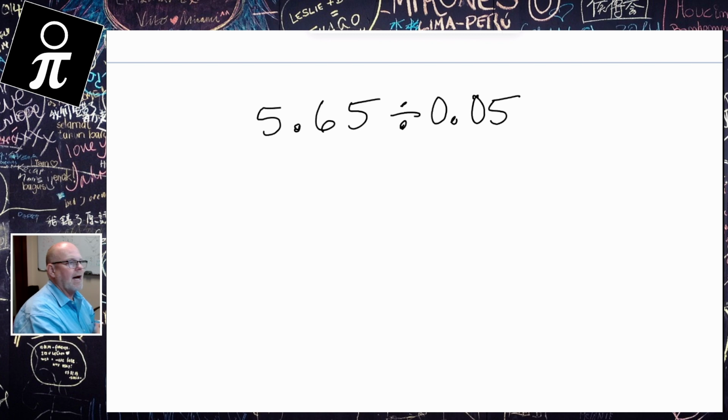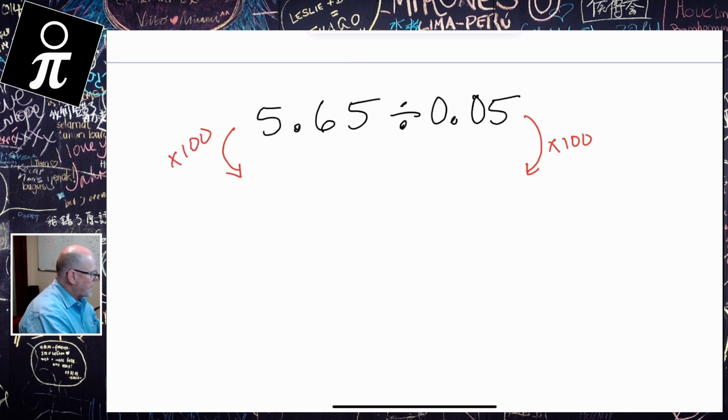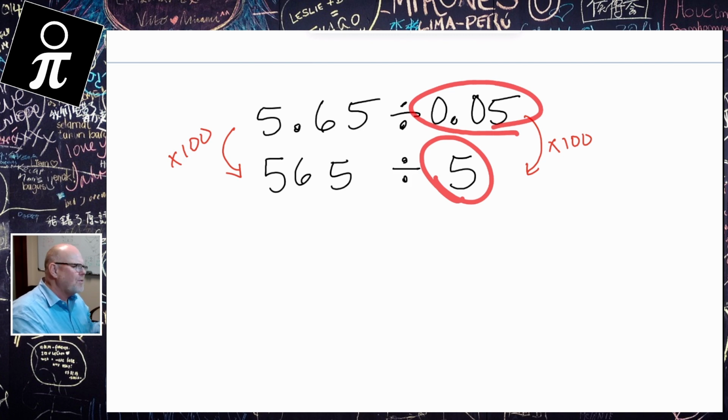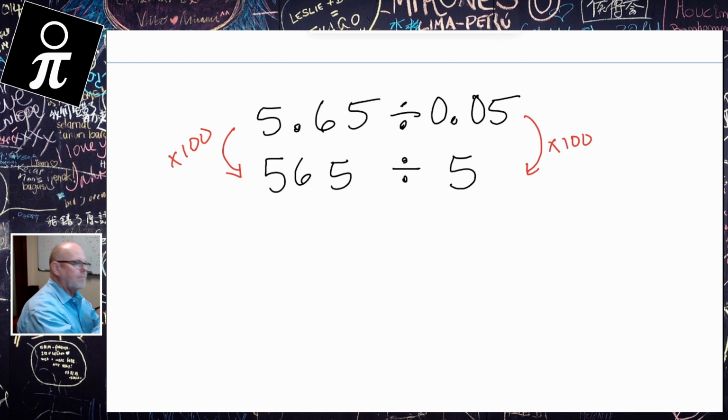So 0.05. We don't know how to make groups of 0.05. So what we're going to do is multiply both of these values by 100, because that's going to make this second number, the divisor, 5. And that's going to make the first number, the dividend, 565. Now, 565 divided by 5, we know how to do. We know how to make groups of 5 and circle groups of 5. We don't know how to make groups of 0.05. That's a little trickier.